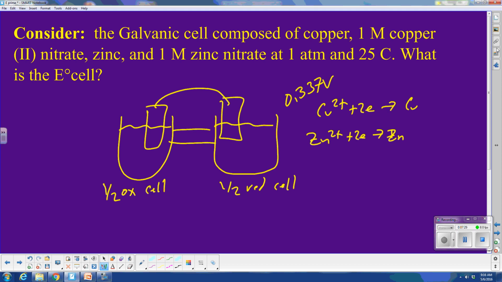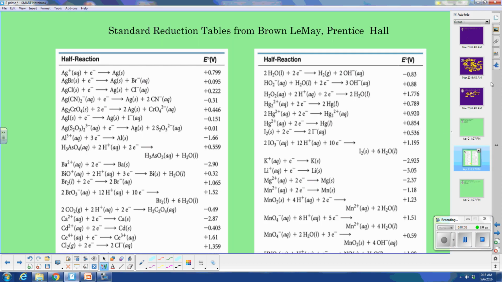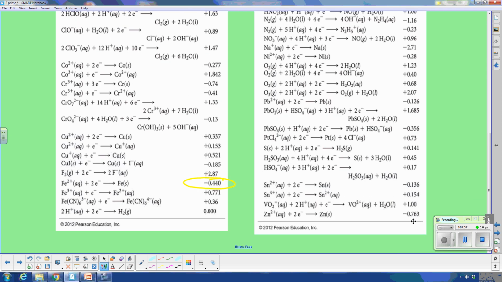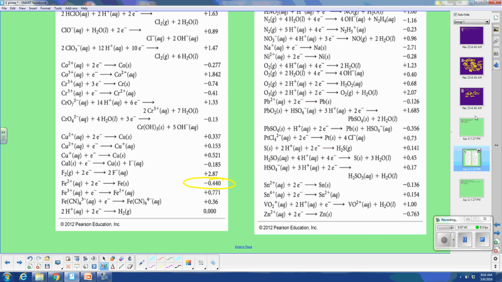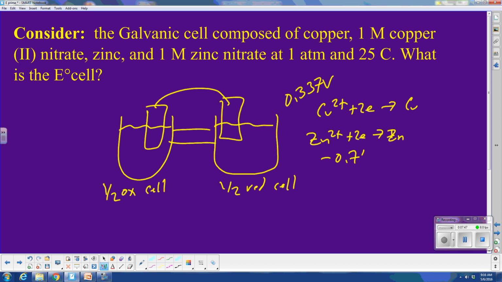And what's my zinc? Anybody have an idea what zinc is? We better go back and check. Zinc, it's a negative something. It's a negative right there. Zinc, 0.763. Okay, negative 0.763 volts.